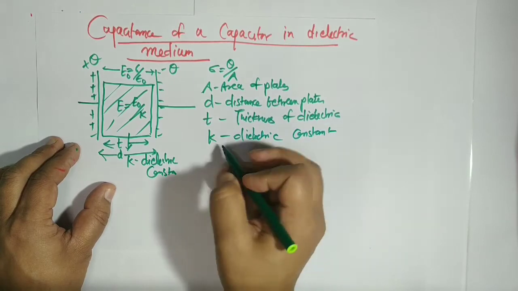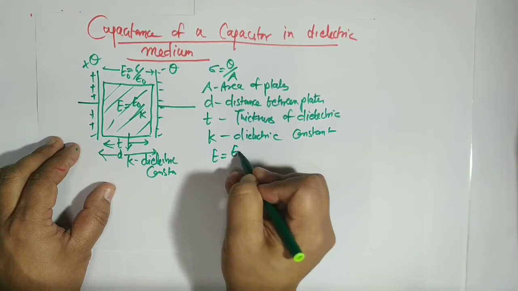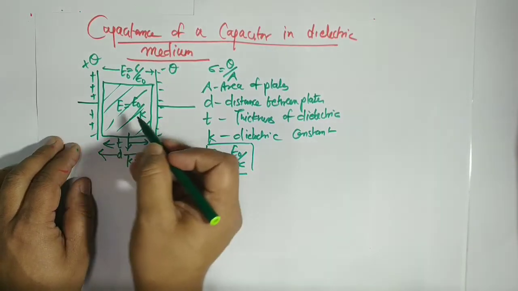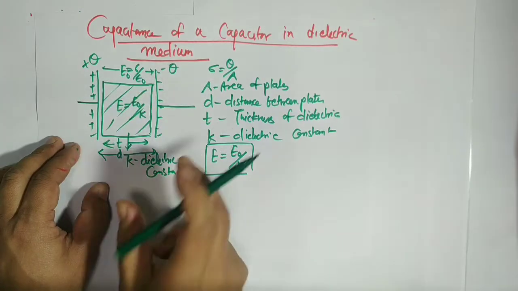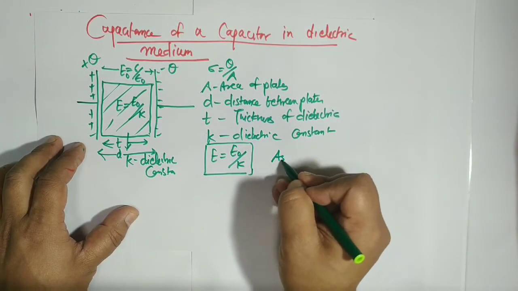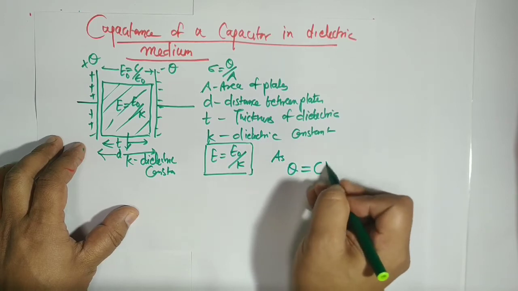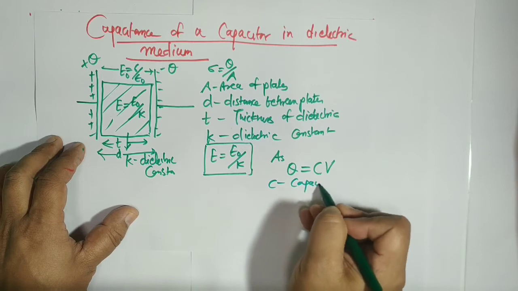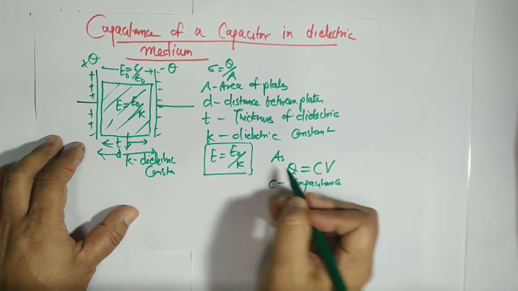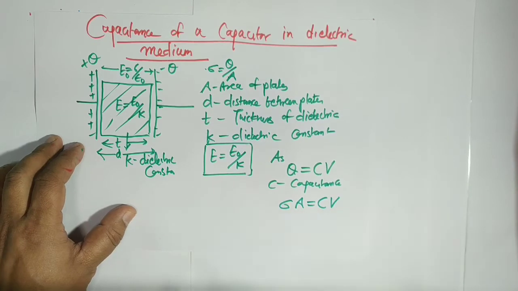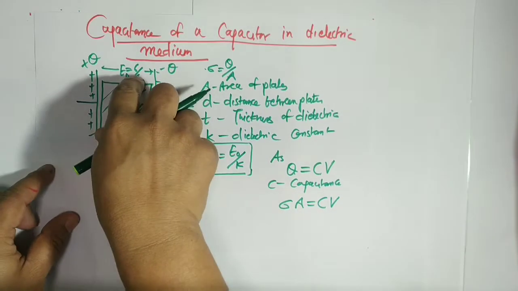And all of you know that we have already proved E equal to E naught by K; we have defined the dielectric constant a number of times. And this is a dielectric. How will the capacitance come? Remember, Q equal to CV. C is the capacitance. Say we consider C as the capacitance in the dielectric medium. So in place of Q, we can write sigma A equal to CV. What is the potential difference now here?